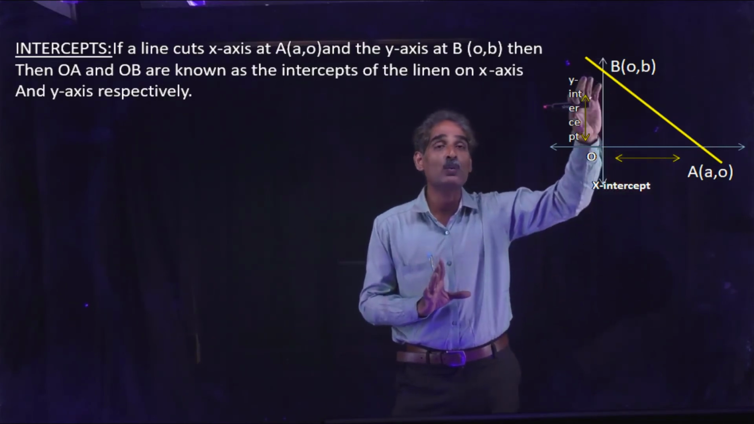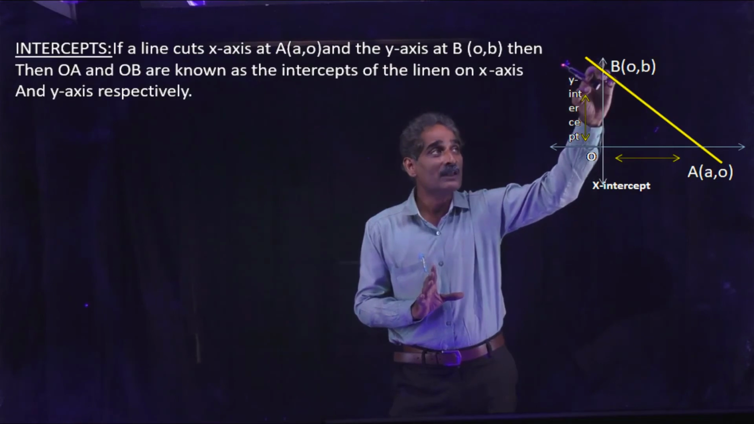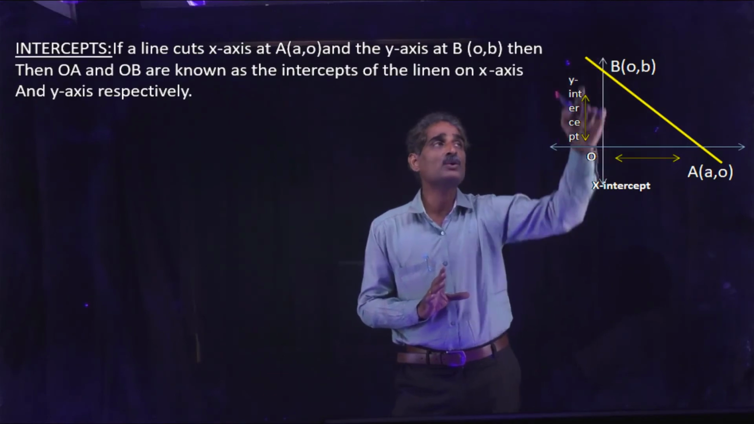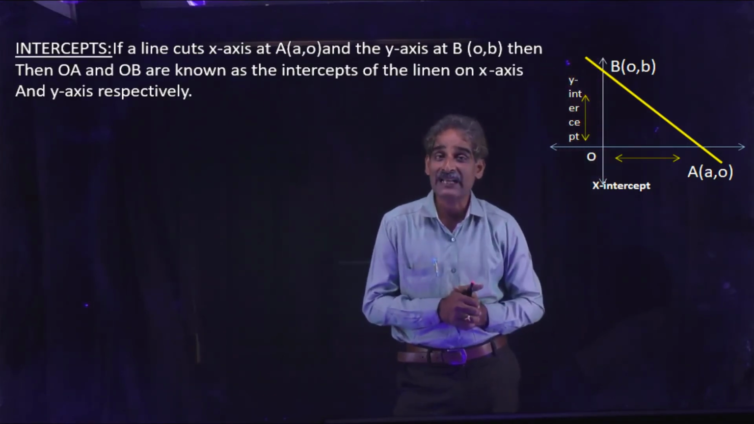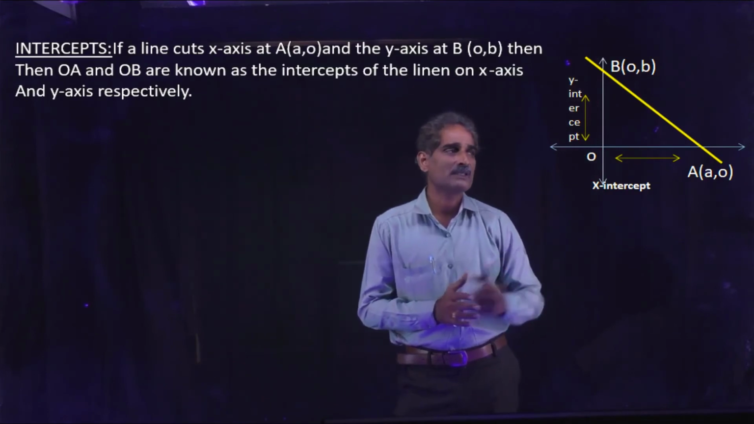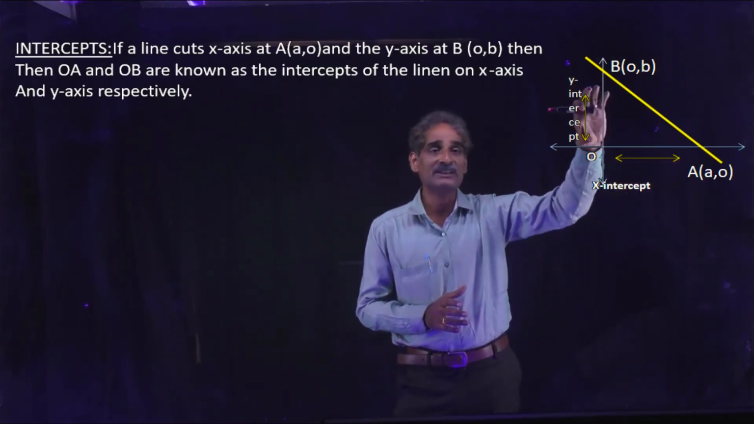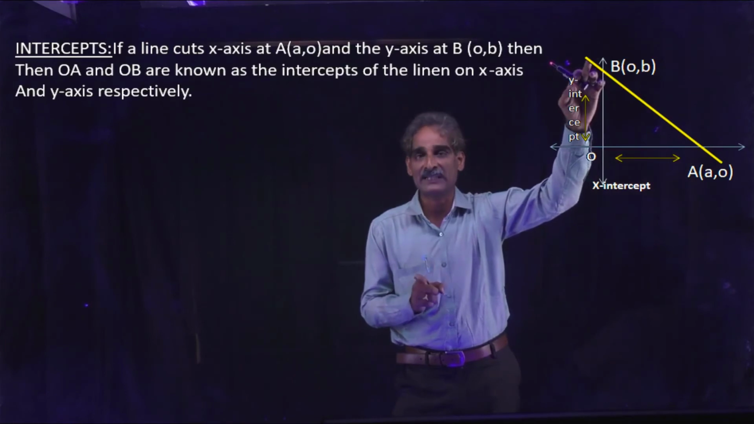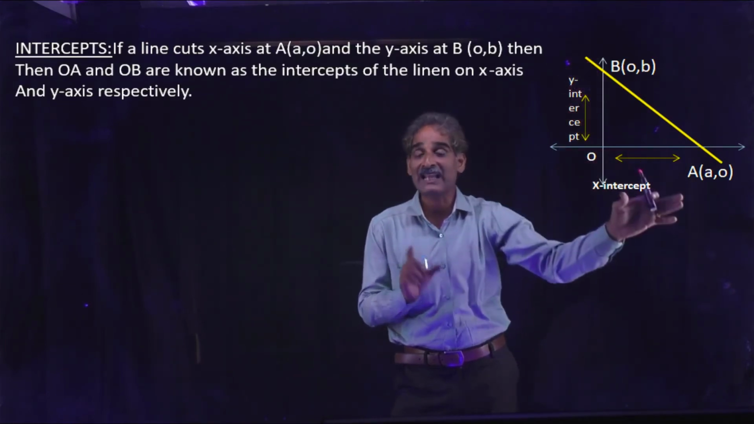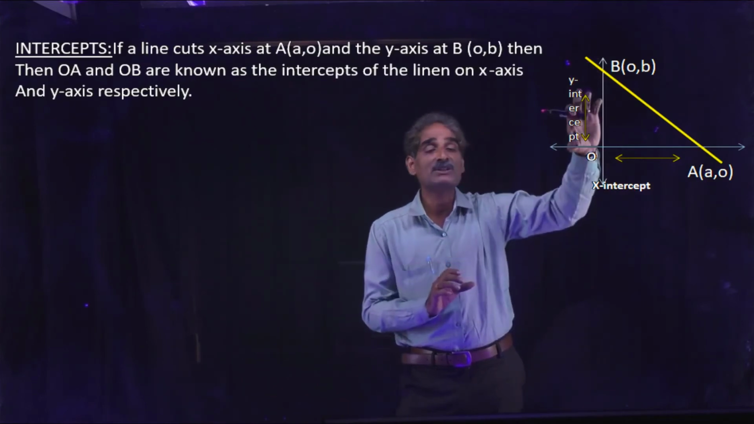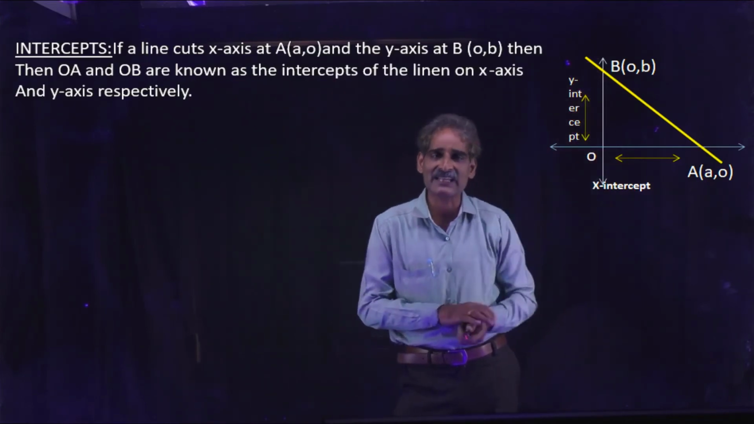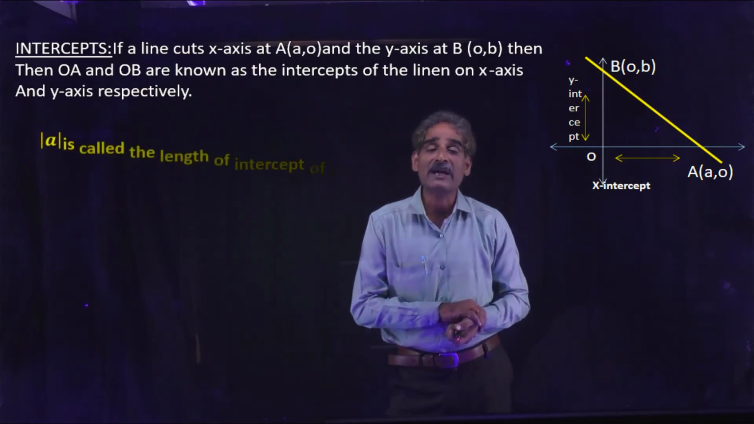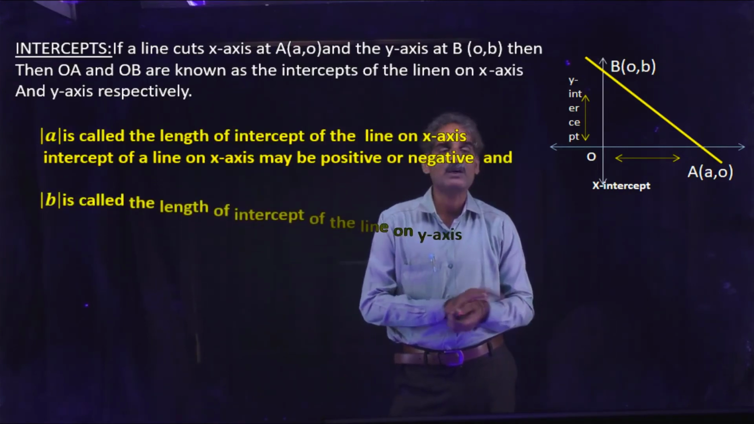Here this length is called the y-intercept. B is the intersecting point on the y-axis. The distance from the origin to this point on the y-axis is the length of the y-intercept. This length is called the x-intercept, and this length is called the y-intercept. Point A is called the x-intersect, and point B is called the y-intersect. Don't get confused. If a line cuts the x-axis at A and the y-axis at B, then the lengths OA and OB are known as the x-intercept and y-intercept.